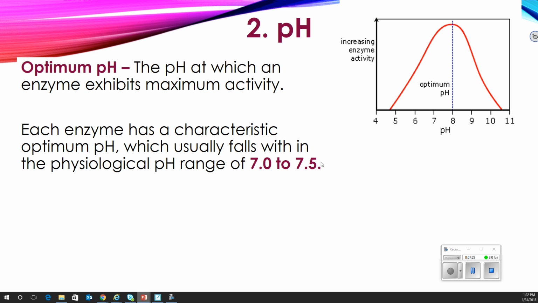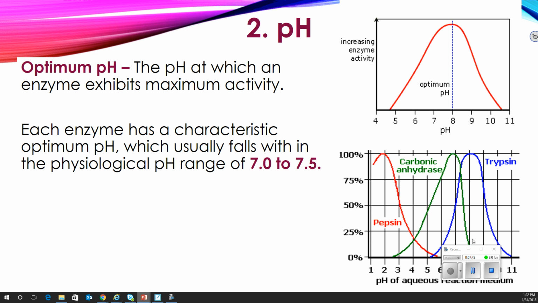We have a very small range that things work in. If we get out of that range, our body has 3 or 4 buffer systems that try to keep it within that range. And if you break those buffers, life is no longer. Each of these different enzymes has a different pH that it works with.